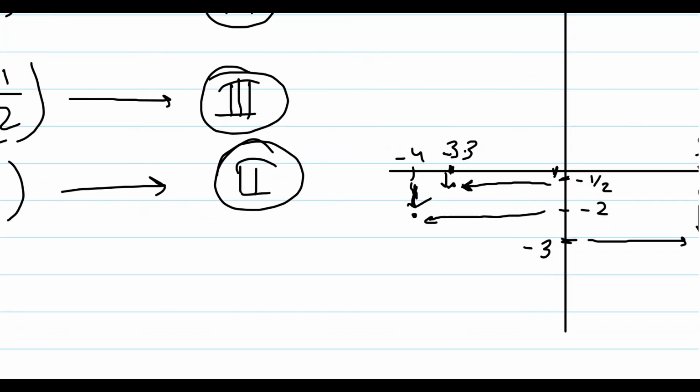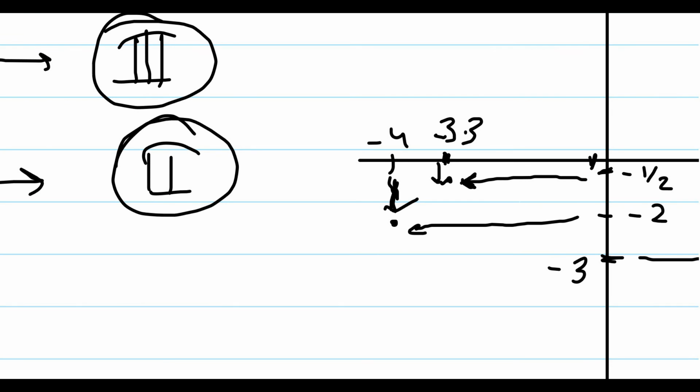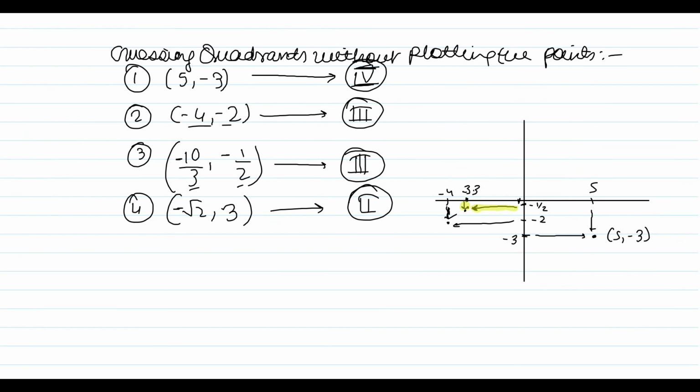Okay, so let me zoom it for you. So what we have is minus 3.3 units away from the y-axis towards the left and half a unit away from the x-axis in the downward direction. So this is the point that you are looking for, right? So that was pretty much the concept of quadrants.